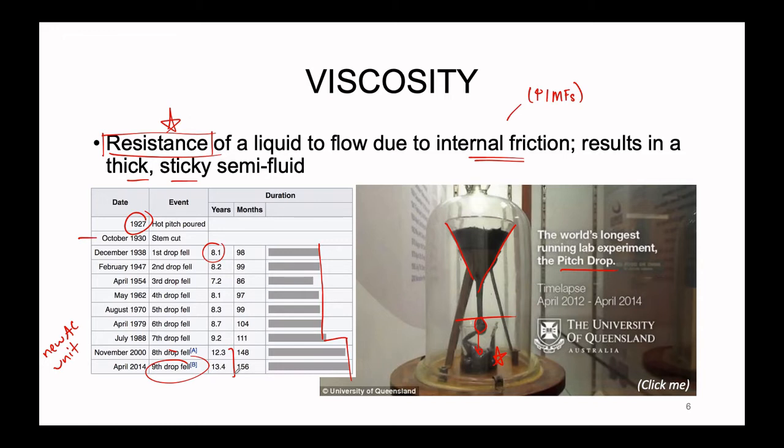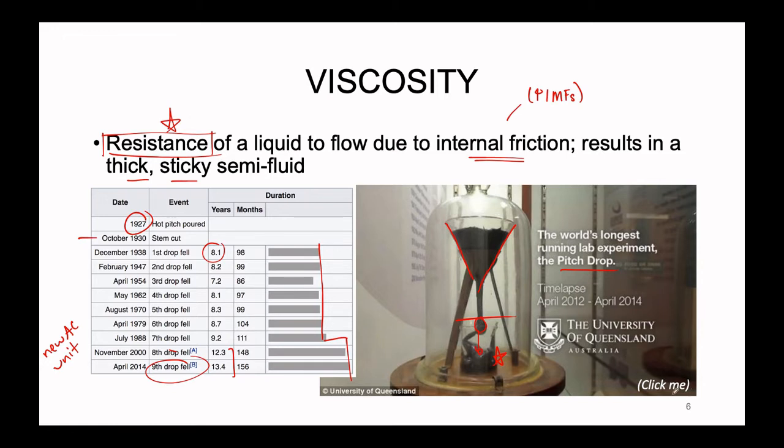The picture that I grabbed is a screenshot of the time lapse from 2012 to 2014. By they, I mean the scientists who are running this experiment out of Queensland in Australia, not only are they taking time-lapse videos, but nowadays they are actively live streaming the pitch drop, so that way the world can be there when the 10th drop falls here in the next couple of years.